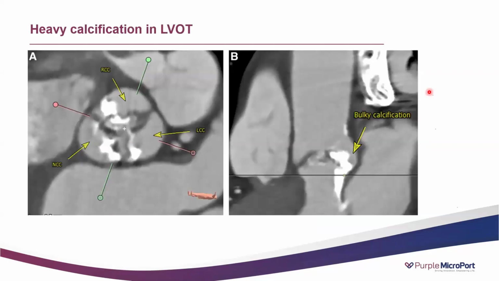Thirdly, when there is heavy calcification in LVOT, can you see this calcification in LVOT? This one, just see my pointer. This reduces your LVOT area because of the calcification, and your valve may pop out. It will jump up.